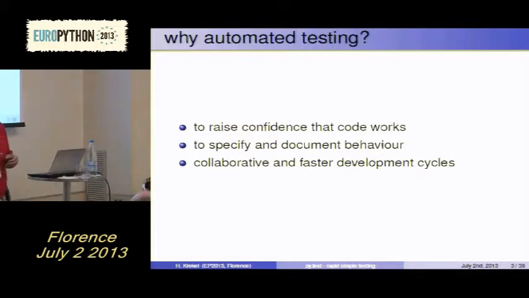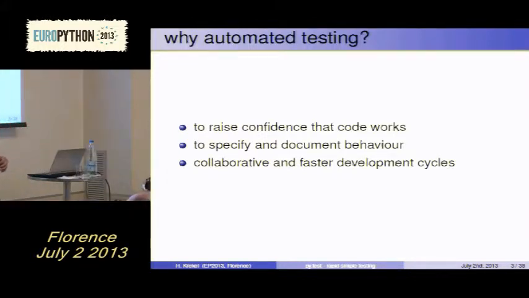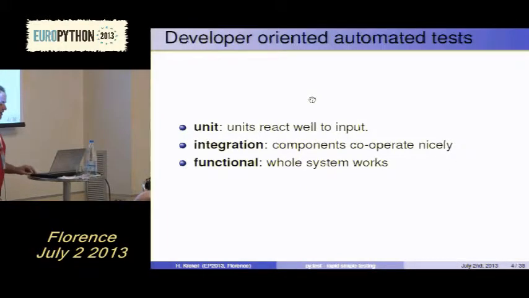In PyPy, for example, there's like 17,000 tests now. And these tests, especially in the beginning, in the first years, we used those to specify the actual language behavior we wanted to make sure that the interpreter adheres to. And this actually allowed for sprinting and very fast collaborative cycles. But I guess most of you know that.